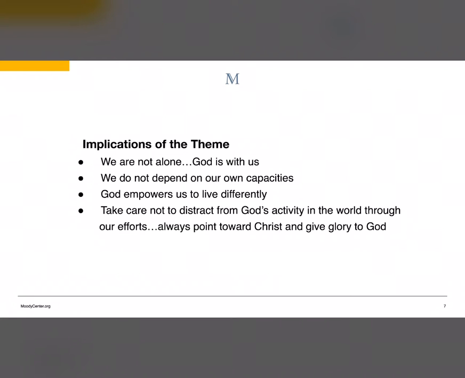Humankind, particularly those who believe in God, are navigating a world distorted by sin while participating with God in his restorative activity. As we navigate this distorted world, we do so with the knowledge that we are not alone in the world, nor are we dependent on our own capabilities. Instead, we are called and capable of living differently.